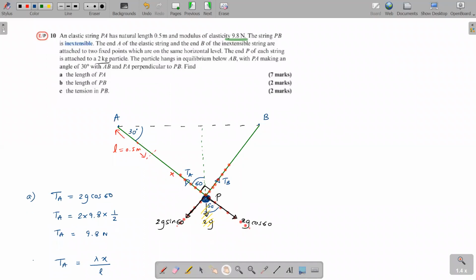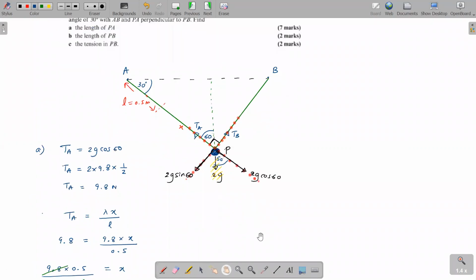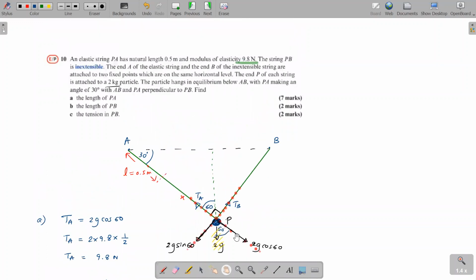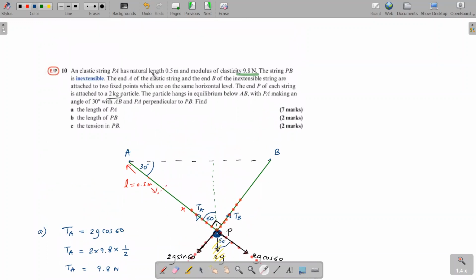Okay, part B. They want you to find the length of PB. So guys, to get the length of PB, is it possible to use again the equation tension is lambda x over L? So what did I tell you? Tension B, the string B is inextensible, which means you cannot use tension is lambda x over L. Hooke's law does not work for inextensible strings. So this doesn't work.